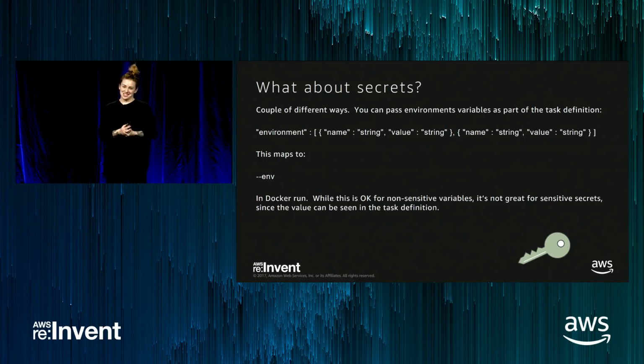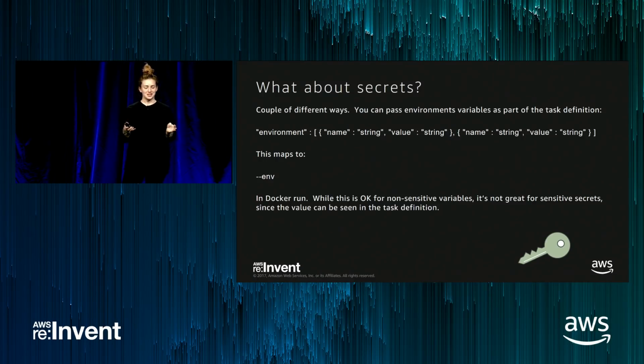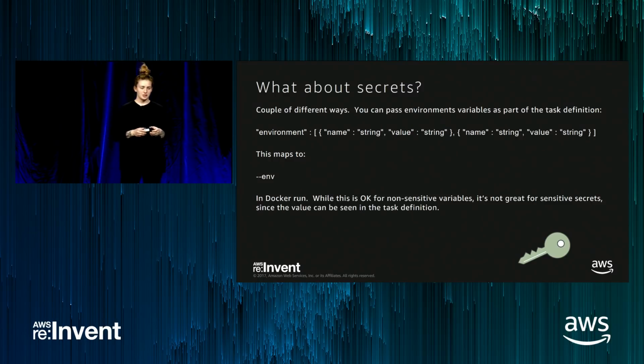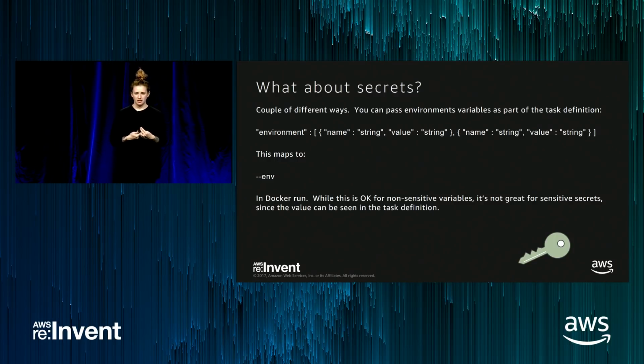What about secrets? So there are different levels of secret, I guess, right? And the textbook way is, well, I can pass environment variables in my task definition. So my name and a value. That's not really that great if it's really sensitive, though, because if I just go to the AWS console, I can just see that, which doesn't really seem secret.